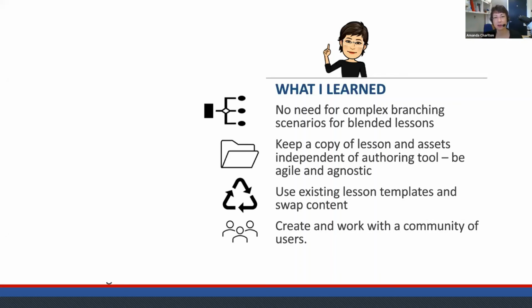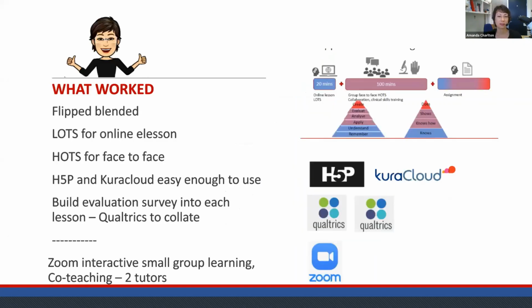And a community of users is always going to be good. And what worked? Flipped blended worked for me and the students. Lots for the online lessons, higher order for the face-to-face. H5P and Kura Cloud were easy enough to use. I liked the Qualtrics evaluation software, which I've now built into all of my lessons. I have a 100% response rate because I built it in.